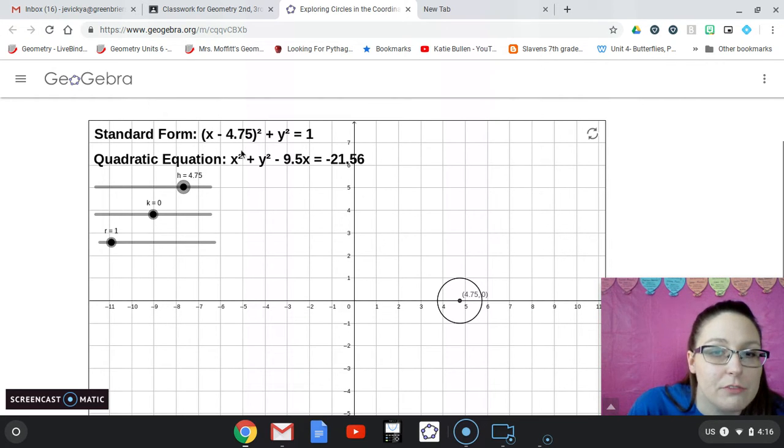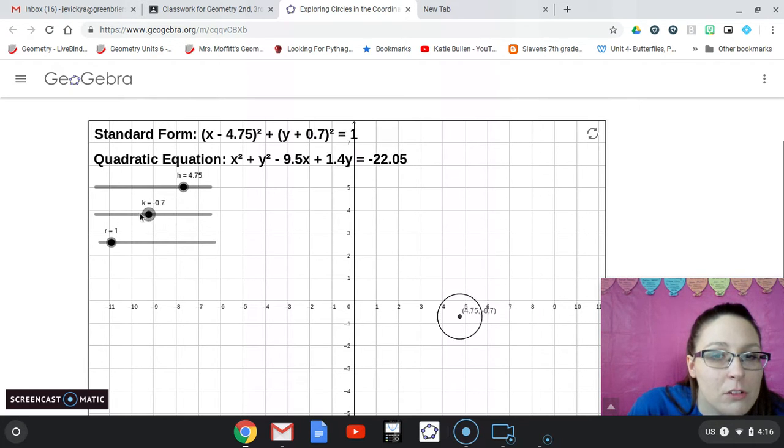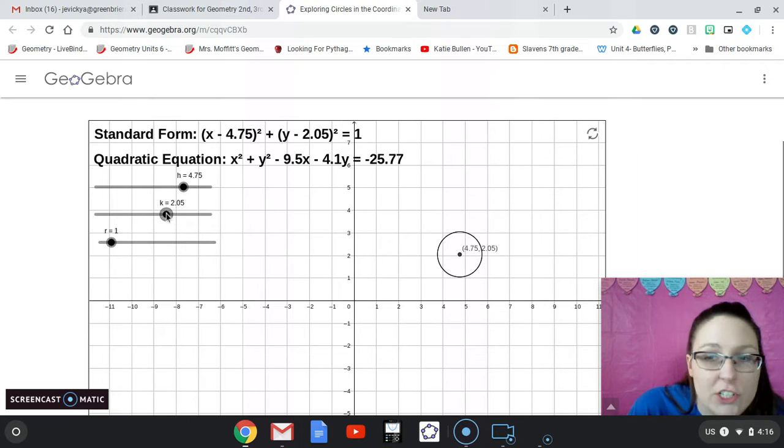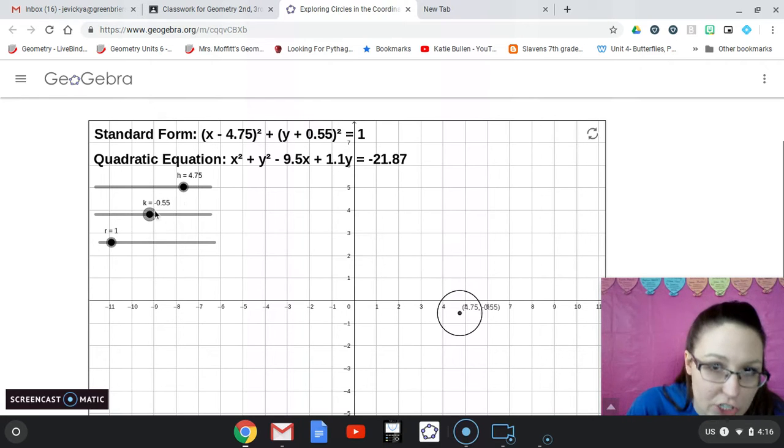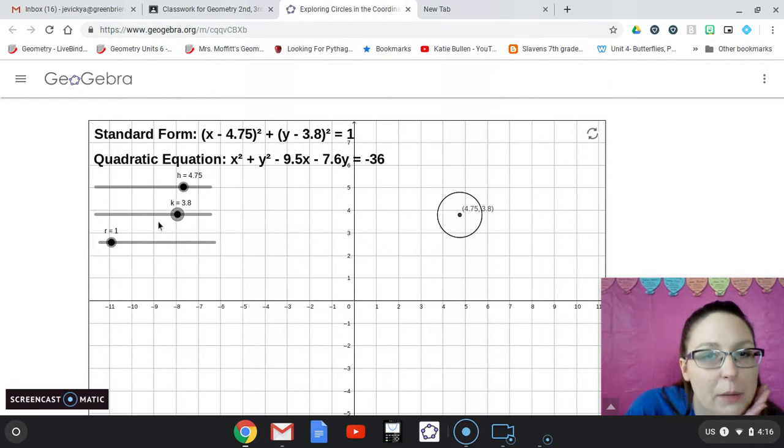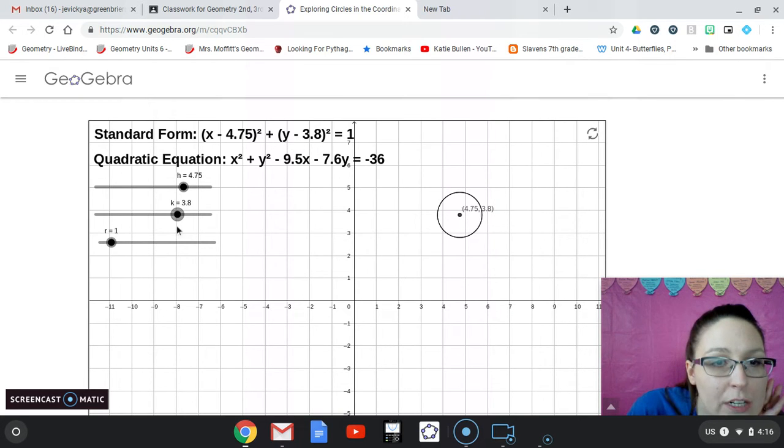Now, as I move k, it moves my circle up and down. Again, it's not changing the size of it, it's just a translation, right? Since k is moving it up and down, notice that it's matching the y value for the center of the circle. In the equation, now we have (y minus whatever that k value was) instead of just y squared. But this is still equal to 1.